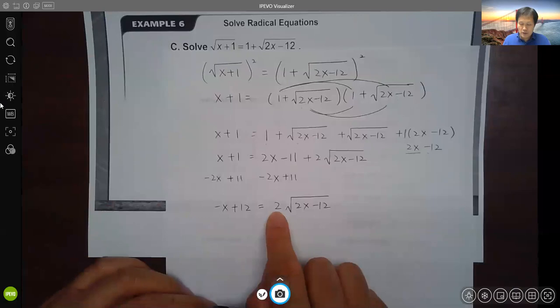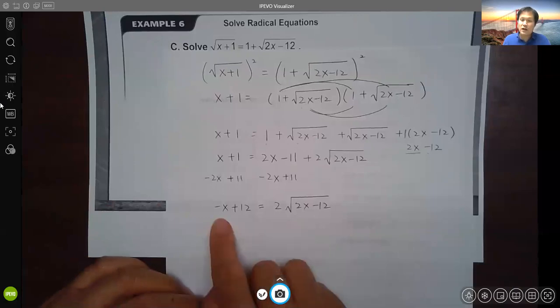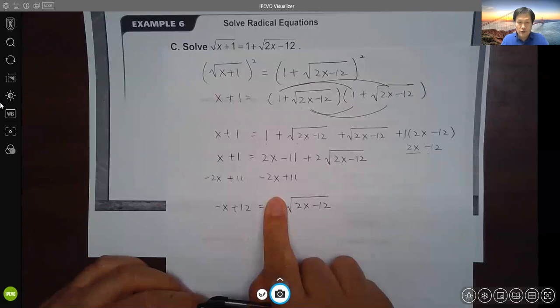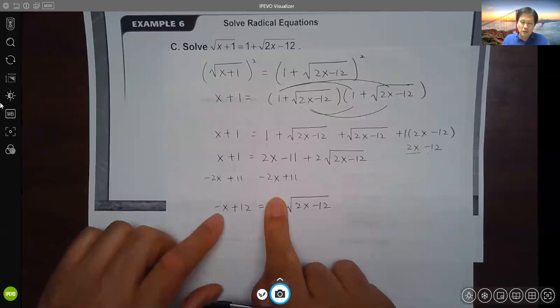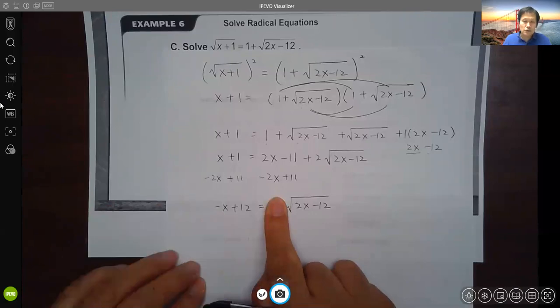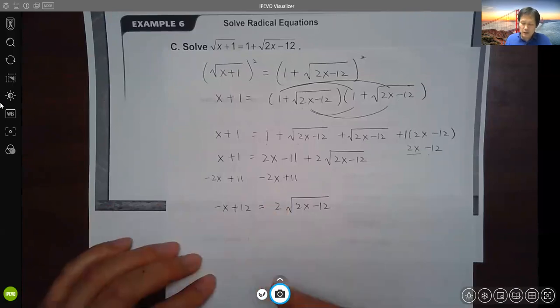Only problem is, if I divide by 2, divide by 2, I'm going to create a fraction here. I hate fractions. So usually I would get rid of 2 by dividing by 2 everywhere. But I don't want to create a fraction here. So I'm going to keep the 2 here. I'm going to just deal with it as it is. Time to get rid of the root. What do we do? Square.